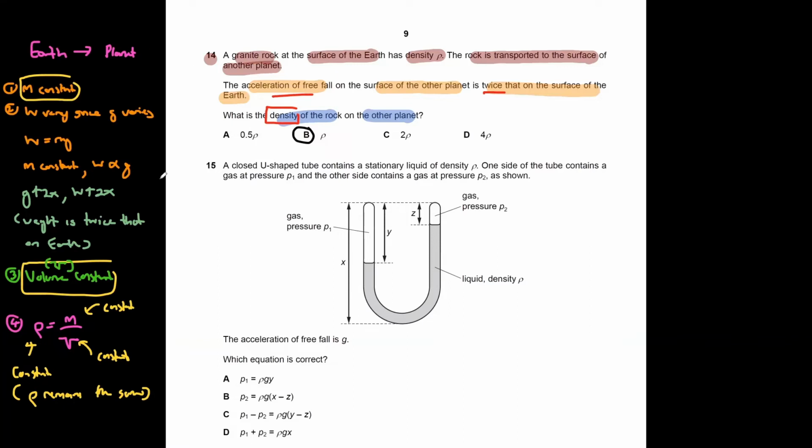Now in question 15, a closed U-shaped tube contains a stationary liquid of density rho. One side of the tube contains gas at pressure P1 and the other side contains gas at pressure P2, as shown in the diagram below. And then from here, they mentioned that the acceleration of free fall is g. Which equation below here is correct? Okay, now for questions that deal with some sort of manometer or U-tube like this, there's one thing that we will always refer to, that one being this one.